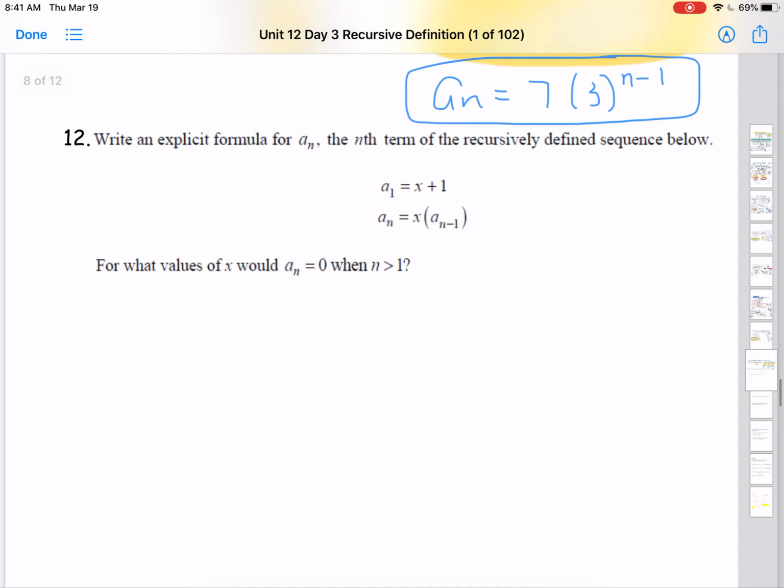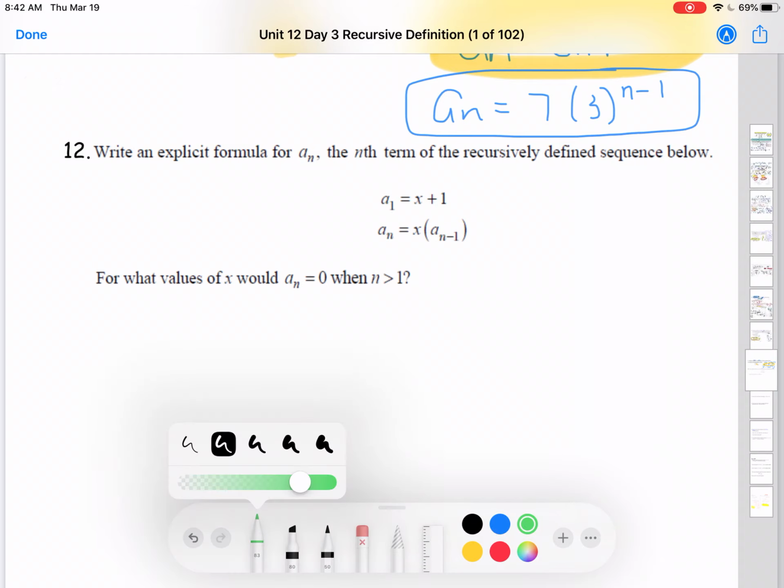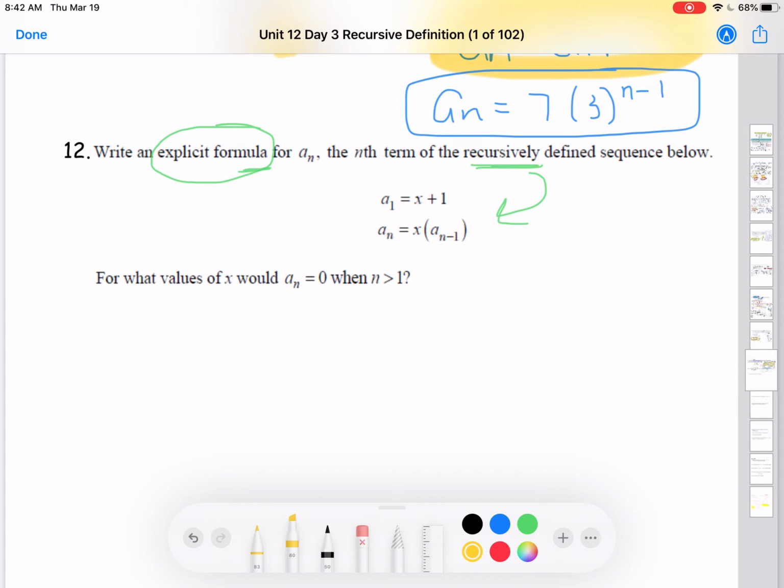And let's check out this guy. This was on a Regents. I didn't put the year down, but this is a great, great question. And I know that I have this one on my test as well. Okay, write an explicit formula. So just like number 11, I have to figure out, is this arithmetic or geometric? Write an explicit formula for the nth term of the recursively defined sequence. So we can see this was recursive. Am I adding or am I multiplying? And again, hopefully you see that we're multiplying.